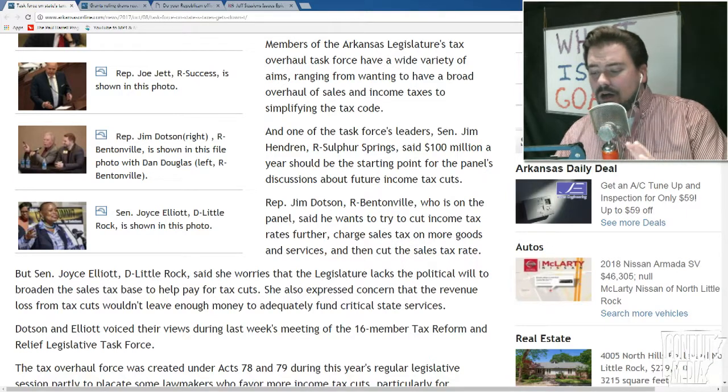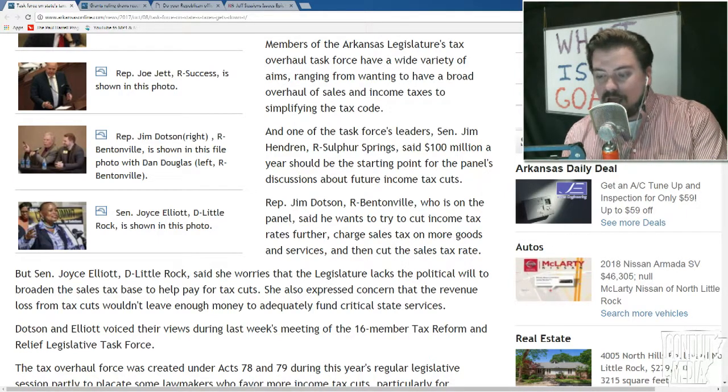Now, you also have to read between the lines. What does Michael Wickline say here? And one of the tax force's leaders, Jim Hendren, Republican, Sulphur Springs, said $100 million a year should be the starting point for the panel's discussions about future income tax cuts.